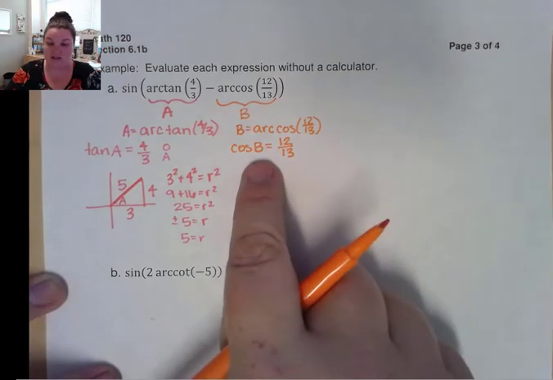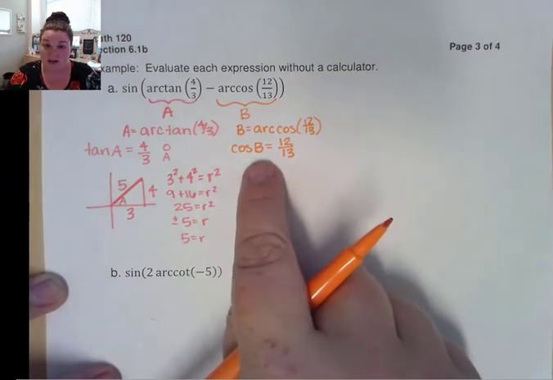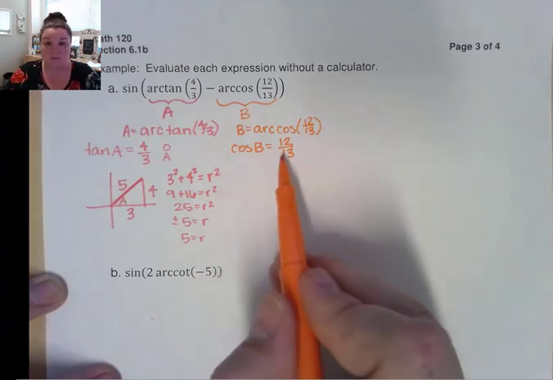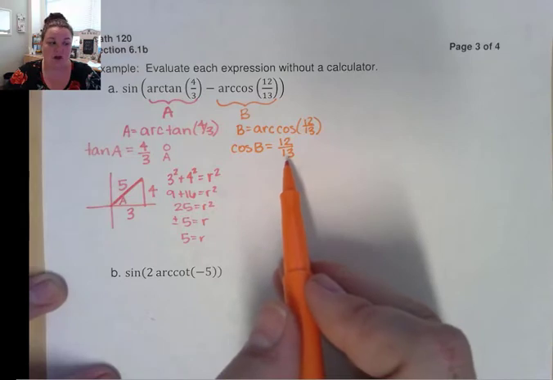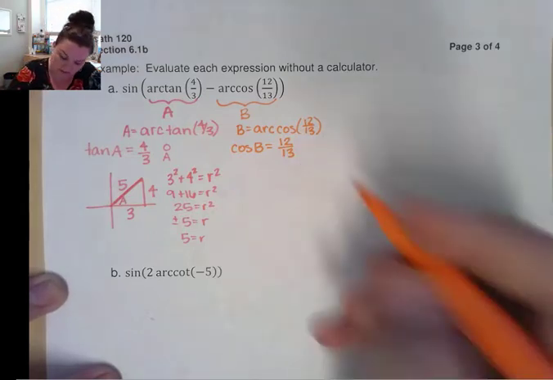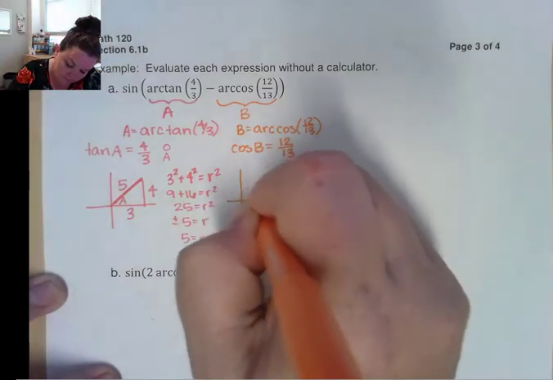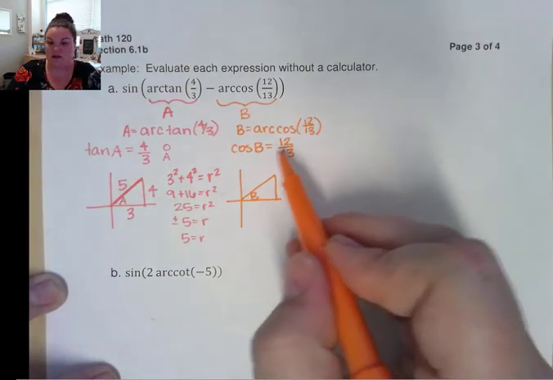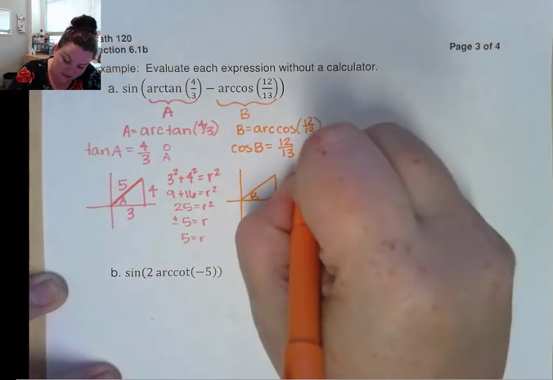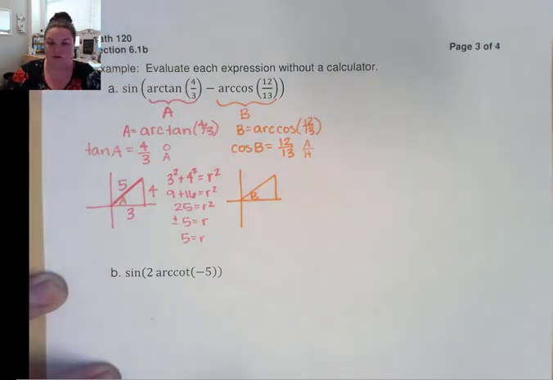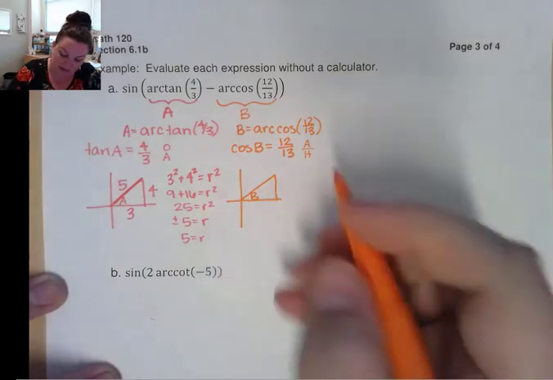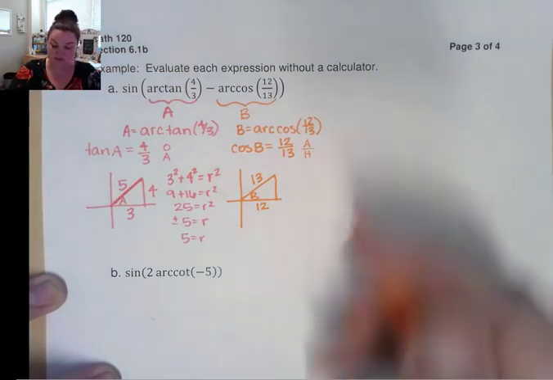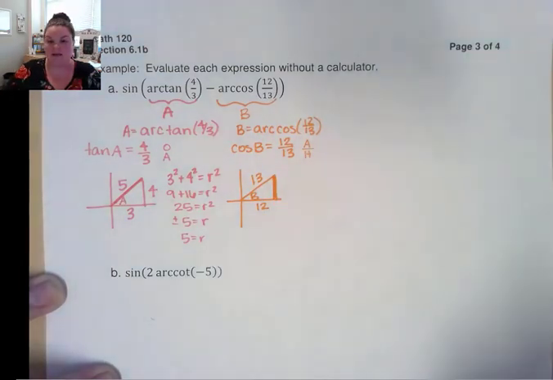That should give me enough information that I can write out my reference triangle. Cosine here is positive, which means that this is going to fall into my quadrant 1, the first quadrant. So this is B, and we know that cosine is adjacent over hypotenuse. Adjacent to my B angle is 12, hypotenuse is 13, and we just need to figure out what this x length is.